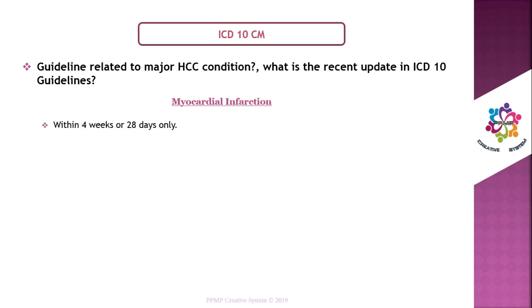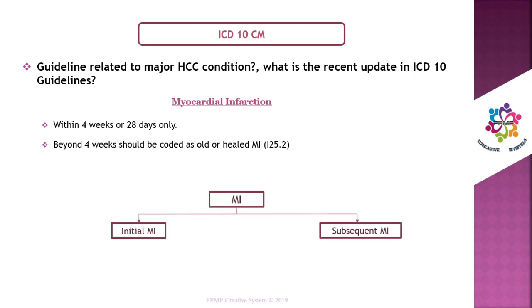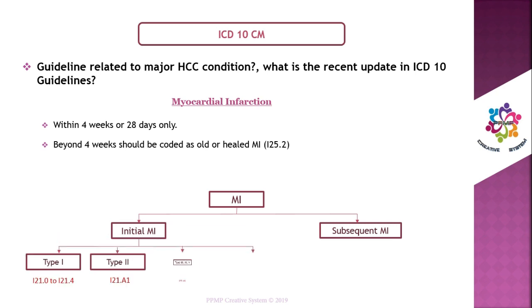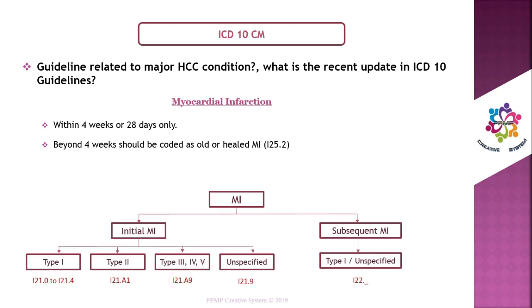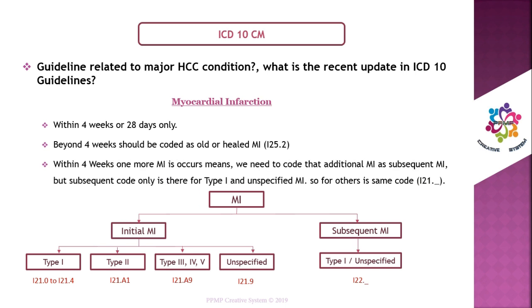Within 4 weeks or 28 days only, we should code it as acute. If beyond 4 weeks, it should be coded as old or healed MI, the ICD-10 code is I25.2. Let's see the flow chart for better understanding. Within 4 weeks after the initial MI, if one more MI occurs, we need to code that additional MI as subsequent MI. But the subsequent code is only there for type 1 and for unspecified MI, so for other types, we need to use the appropriate MI code from the I21 series.